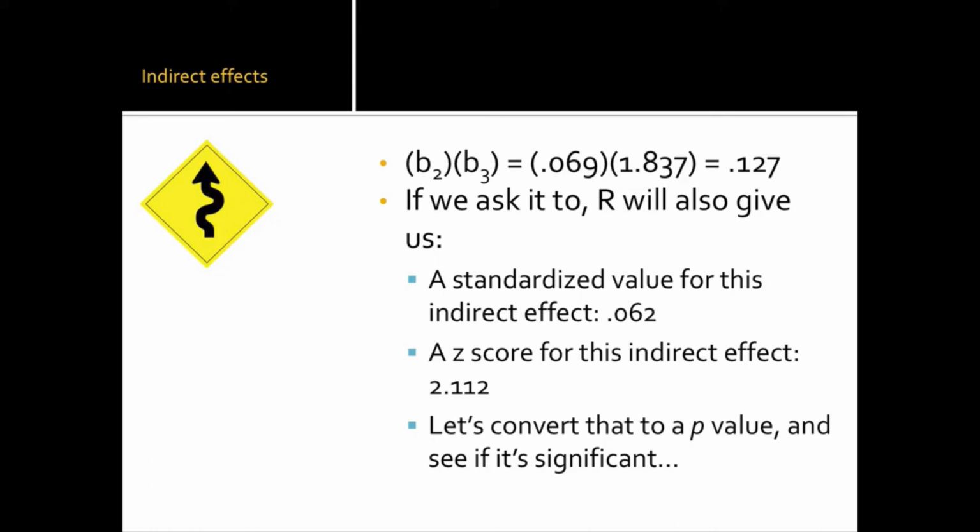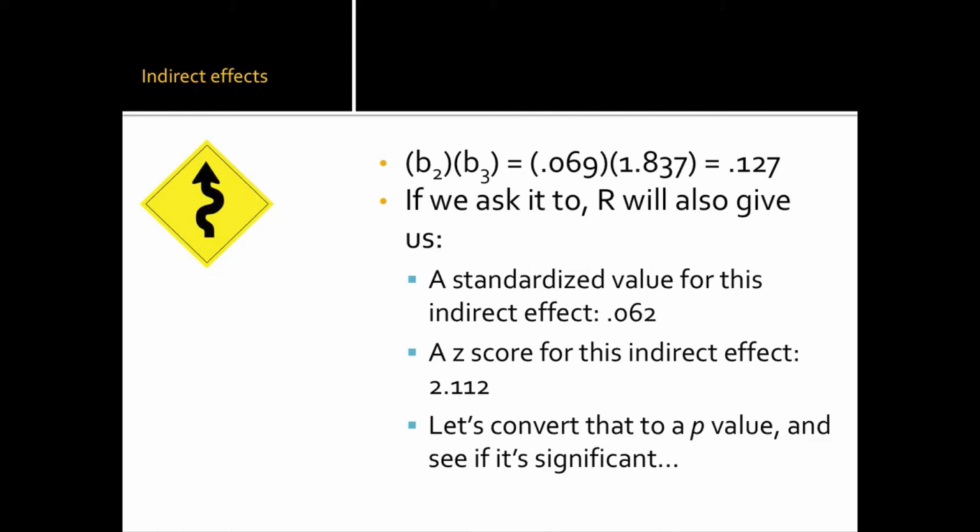So the standardized value then that comes out of that is 0.062, and that gets converted to a z-score. What is the purpose of the z-score? Well, we're just trying to get it converted to a p-value. So R will do this for you, and in this case we see 2.112 for our z-score. That is going to come out to be significant, right?